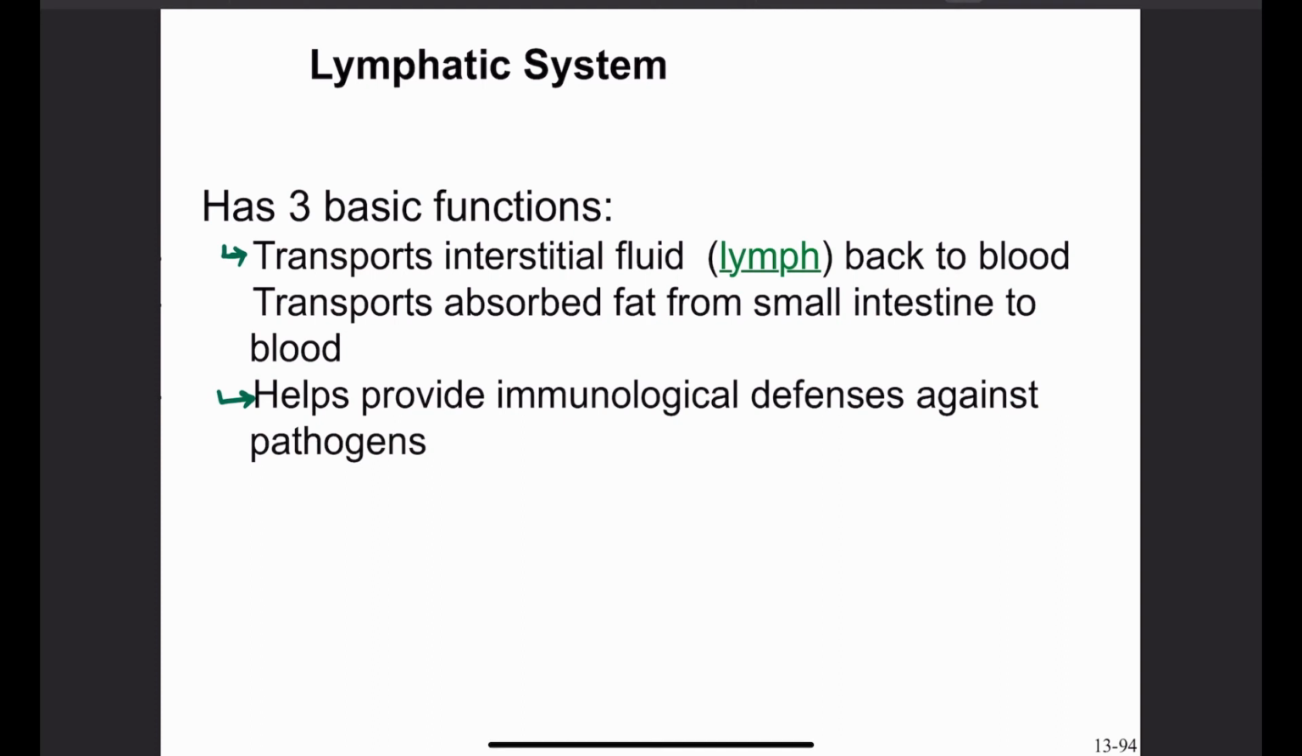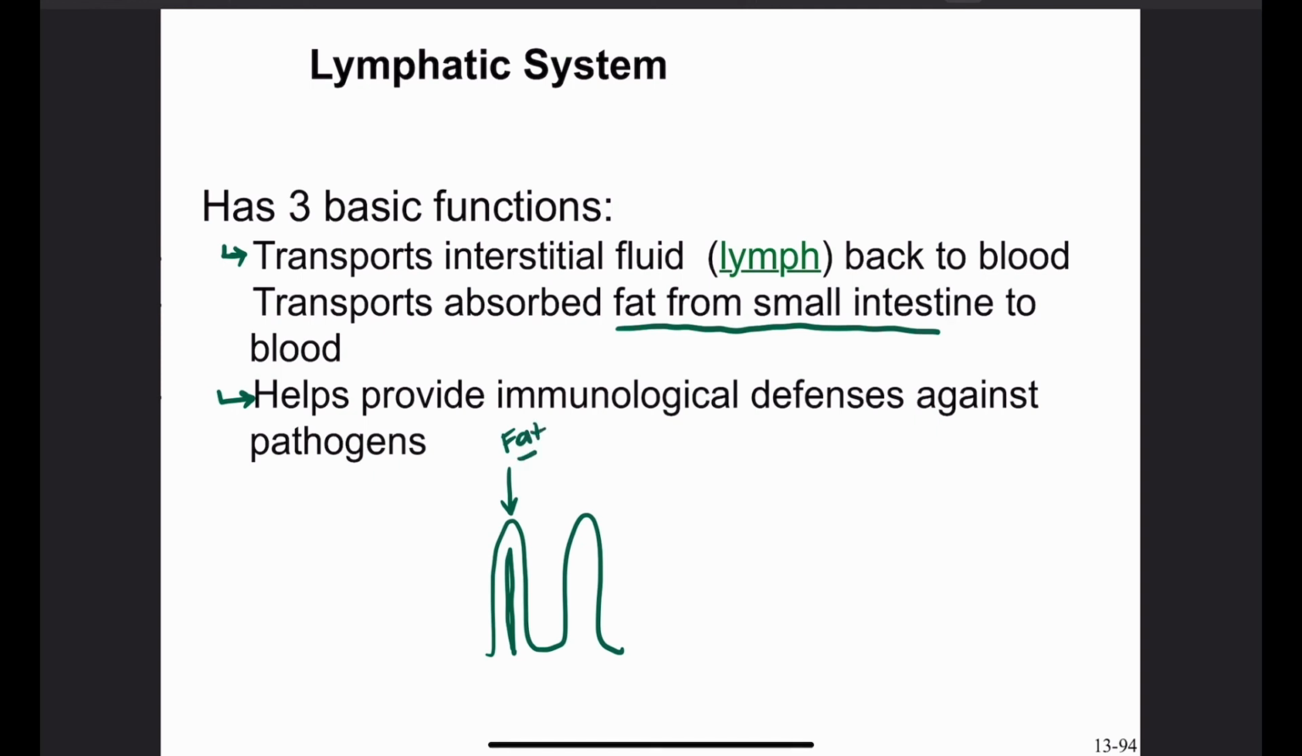And one other thing is that absorbed fats that we eat are too big to travel in the blood. Like in our villi, we're going to have fat absorption here. These fat globules are too big to go into the capillaries in the villi of the small intestine. And so where they actually go are into these vessels called lacteals, which are lymphatic vessels. So our lymphatic system also transports digested fats from our small intestine to our blood via the lymphatic ducts.